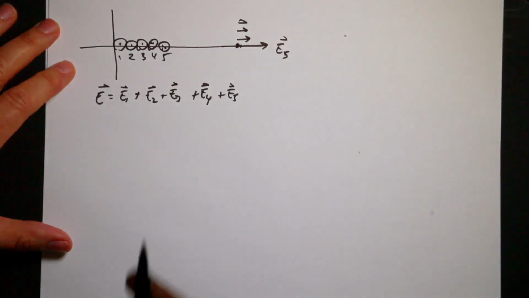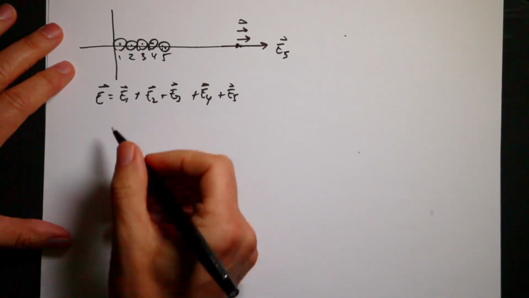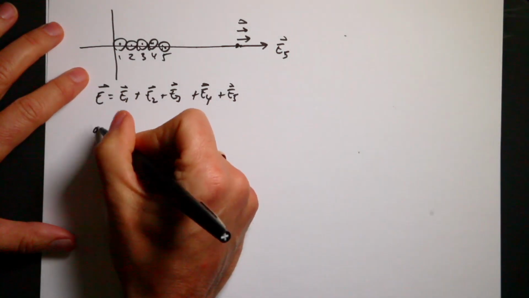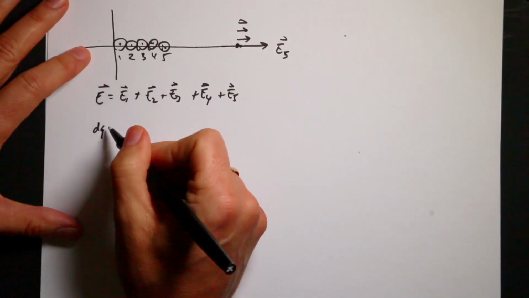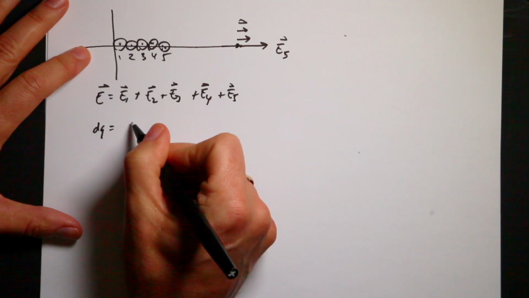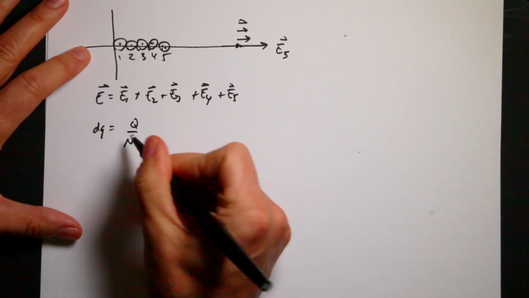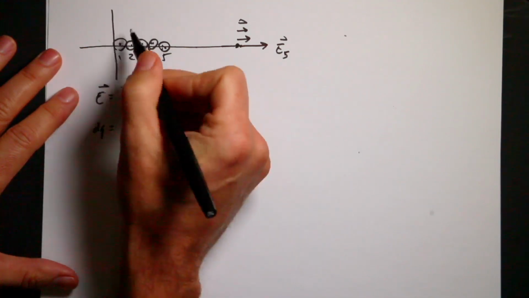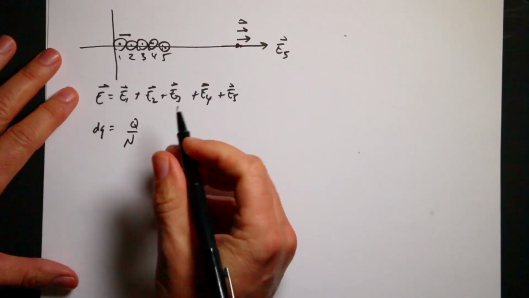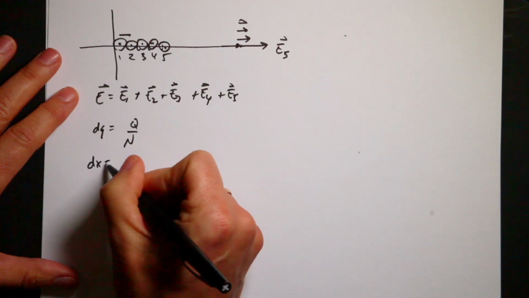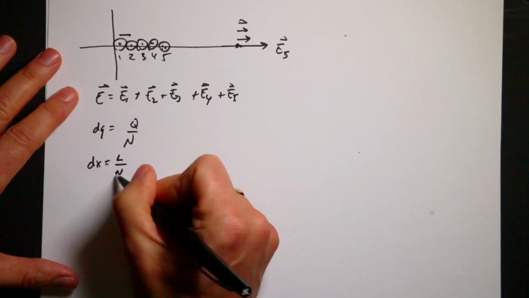So here's what I'm going to do. I'm going to do this in Python. So I'm going to first say dq. Actually, so let's just say, dq is going to be the total charge q divided by the number of pieces. And then I'm going to need this distance between one piece and the next piece. So let's call that dx. It's going to be L over n.